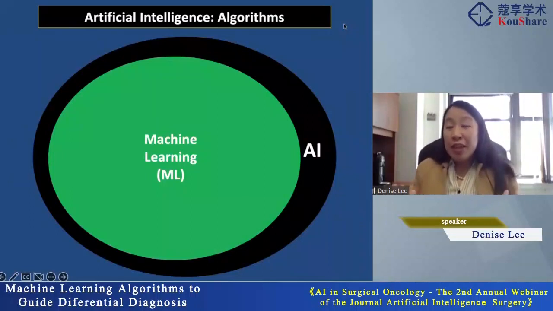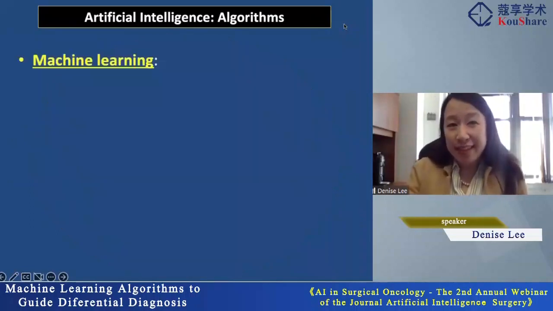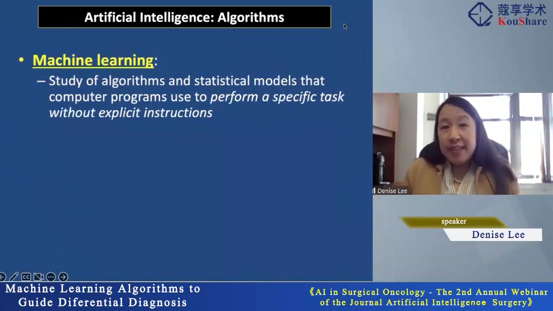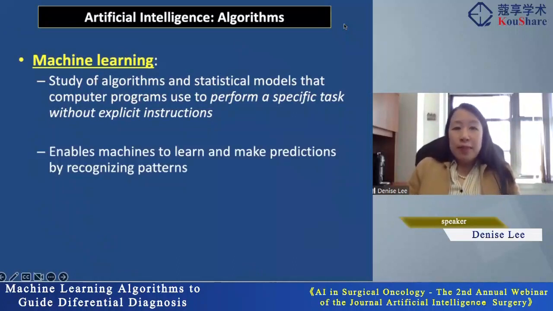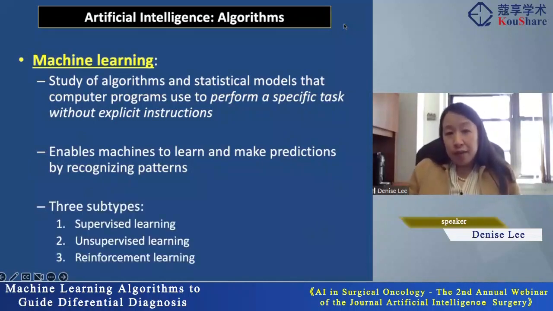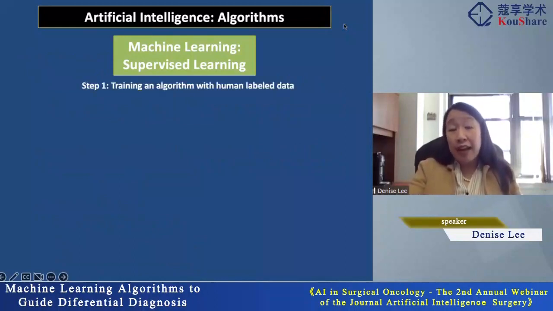When we think about machine learning, it is really just a subset within artificial intelligence. Machine learning is a field, a study of algorithms and statistical models that use computer programs to perform specific tasks without requiring explicit human instructions. It enables machines to learn to make predictions by recognizing patterns, especially in large amounts of data. There are three different subtypes, as we know: supervised, unsupervised, and reinforcement learning. Let me describe briefly these different subtypes and how they're actually utilized.